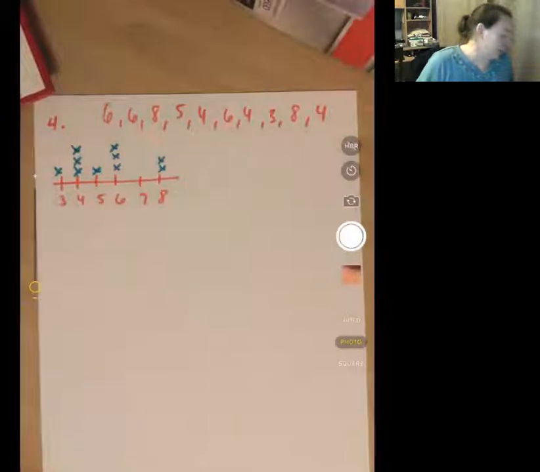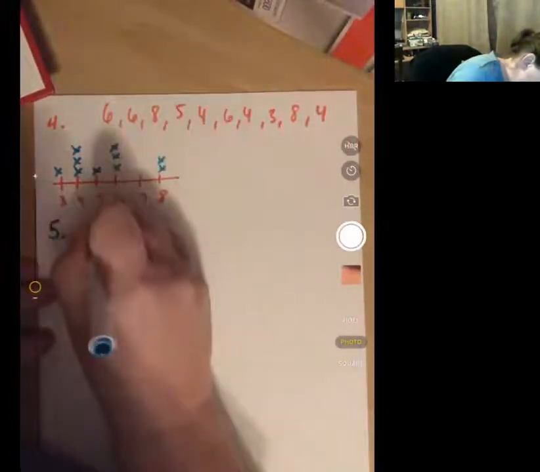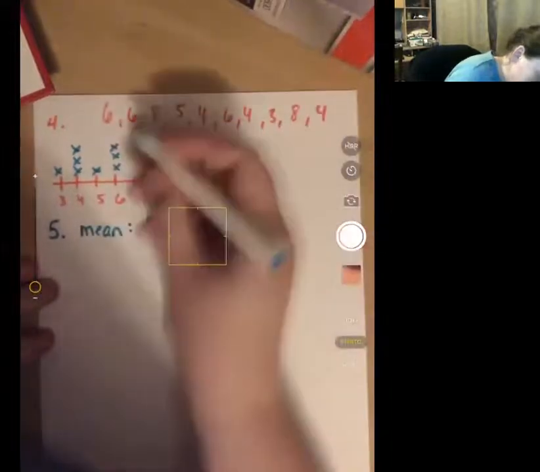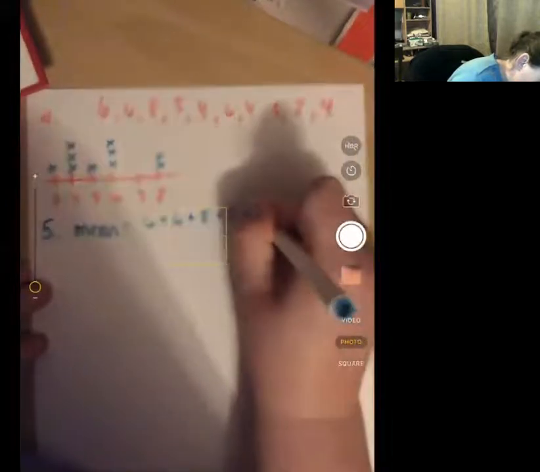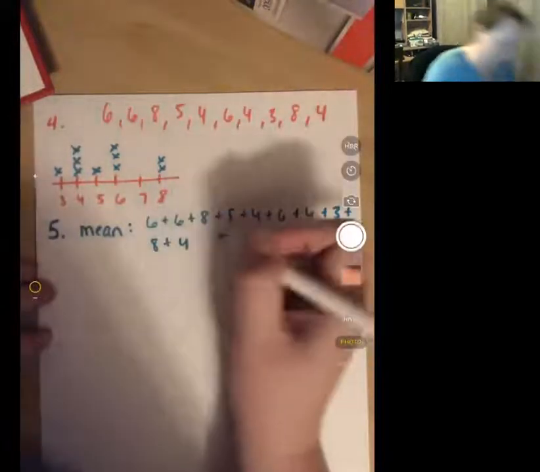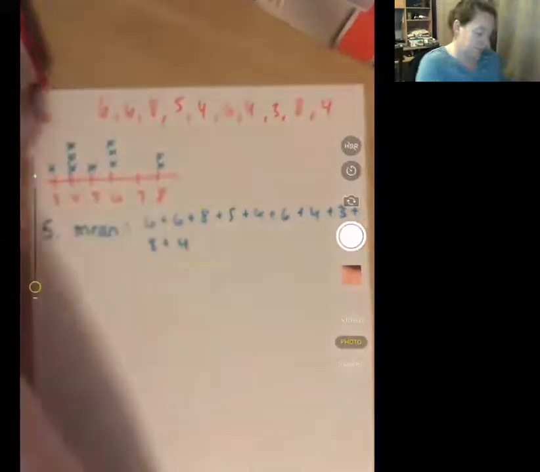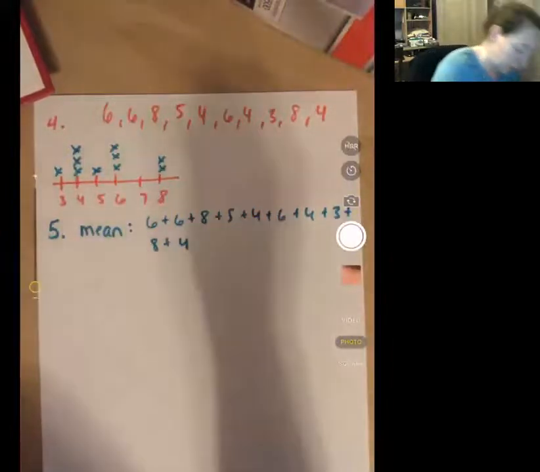For number 5, we need to find the mean, median, and range of this information. Okay, so once again, mean is literally adding all of these numbers together. So I am going to do 6 plus 6 plus 8 plus 5 plus 4 plus 6 plus 4 plus 3 plus 8 plus 4 gives us 54.